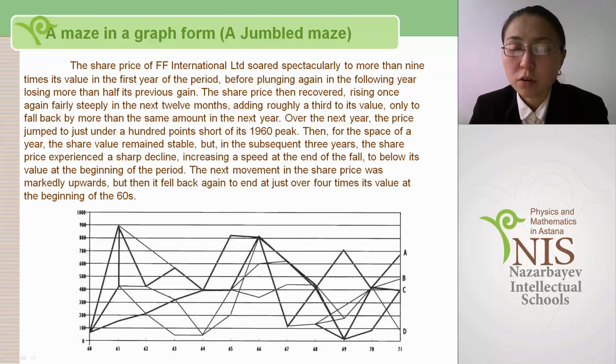And now you see the whole text and the chart for you to decide where is the right information and where is the right way out from the maze. A, B, C, or D. Okay, that's really good answers. Now let's move on.